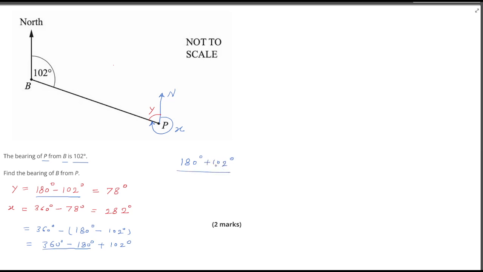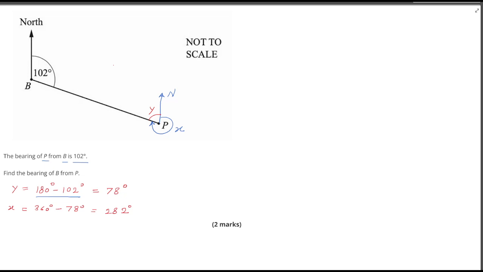Whenever the bearing of a point is given which is less than 180 degrees, then to find the bearing in reverse order, we can simply add 180 degrees to it. So 180 plus 102 will give you 282 degrees. In one line also you can give the answer, but I prefer you give your answer in 2 steps, as the problem is for 2 marks. Better that I see the working in 2 steps.